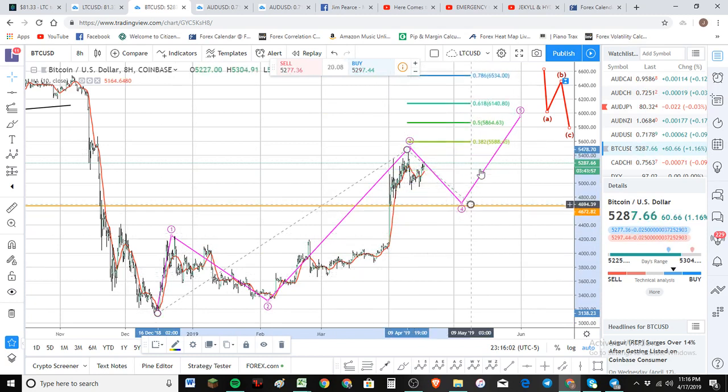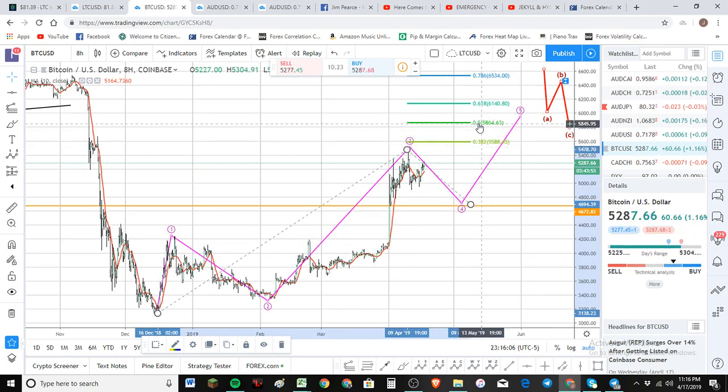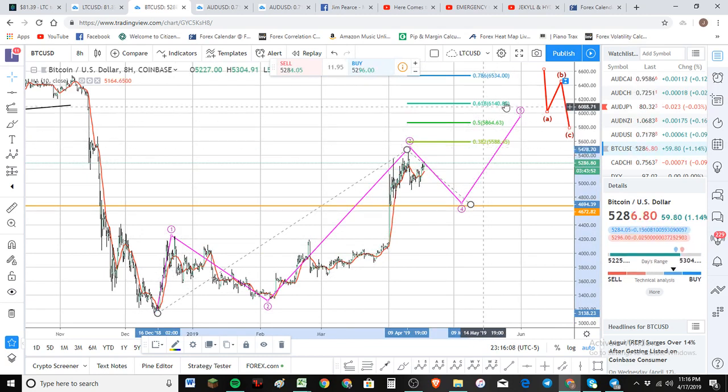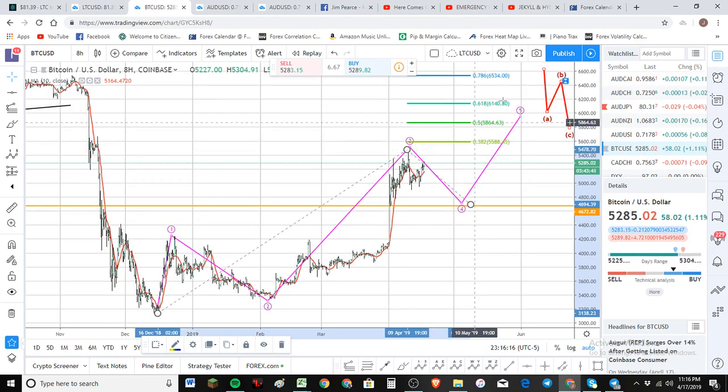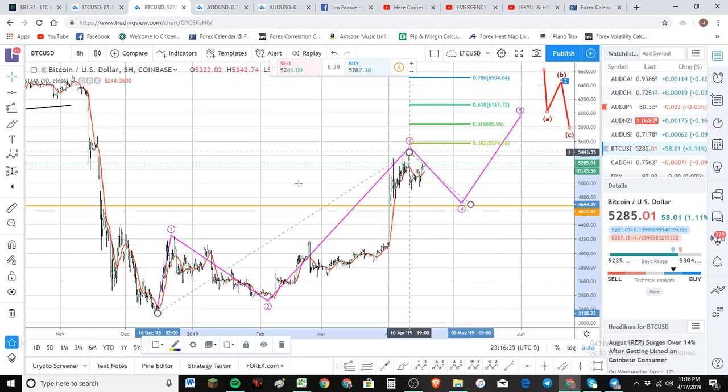That's going to give us a target of anywhere between the 0.382, the 0.5, or the 0.618. And this is where I'm guessing price will come to, somewhere in this vicinity. So here are your targets: 55, 58, and 61, in that ballpark. So that's a good guess. We'll see what happens as price comes. So that's the big picture.